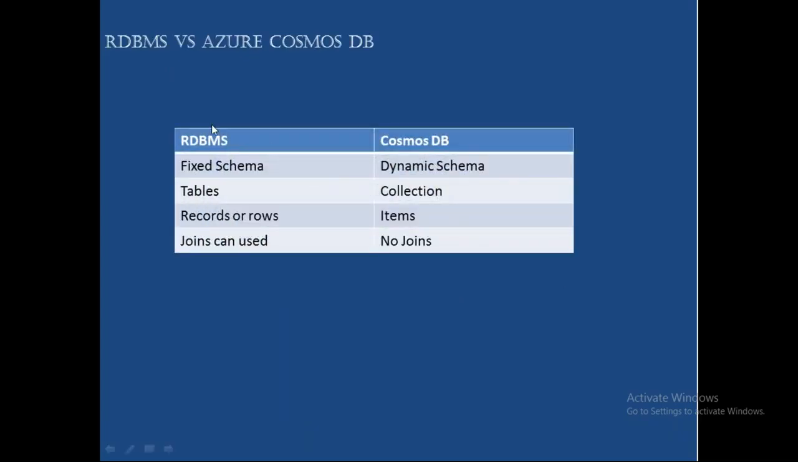RDBMS versus Azure Cosmos DB. The difference you see: RDBMS has a fixed schema, Cosmos DB has a dynamic schema. Meaning in RDBMS, let's say you have a table with CID, CNAME, C location. Now the customer wants to provide his phone number. Will you be able to take it in RDBMS or not? I have created a table with 3 columns. No, it is not possible because it's a fixed schema. At any time, you can only store data of those 3 columns, right?